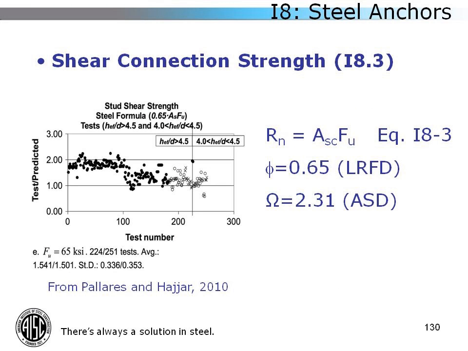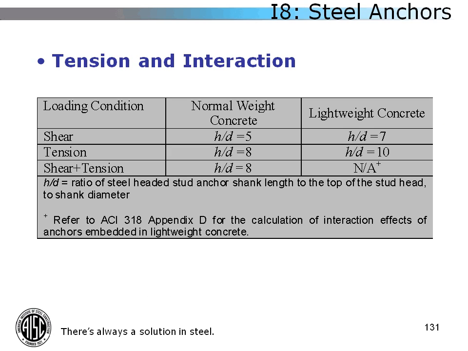We also looked at all the data to see what phi factor should be used, and the phi factor of 0.65 was determined. This was fortunate in that it's the same phi factor used for studs in ACI 318, but it was corroborated independently. And then the bottom line for this information is the table within the specification provides H over D limits for shear loading, tension loading, and shear plus tension for both normal weight and lightweight concrete.